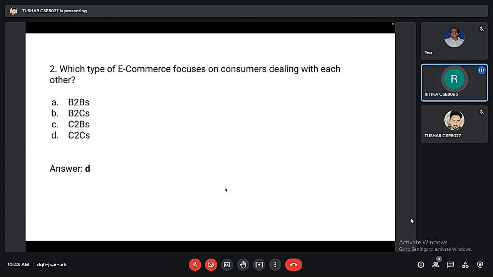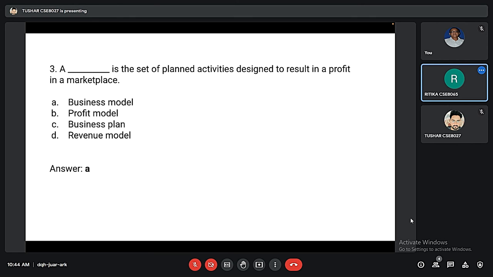Okay, so the next MCQ is, which type of e-commerce focuses on consumers dealing with each other? Options are B2B, B2C, C2B, and C2C. So the obvious answer here is C2C, because the C2C type of e-commerce focuses on consumers dealing with each other. Next MCQ.